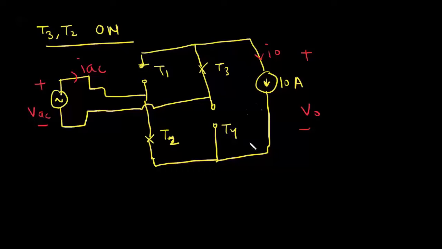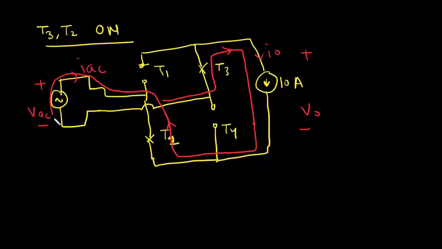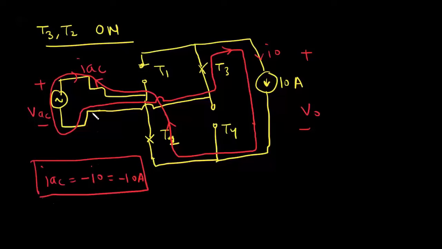So when T3 and T2 are conducting, the path of the current is that it will flow through T3 and back through T4 through the AC source. So you can notice that IAC is equal to minus I naught, which is minus 10 ampere. And if we apply KVL here, minus VAC minus V naught is equal to 0. So V naught is equal to minus VAC.